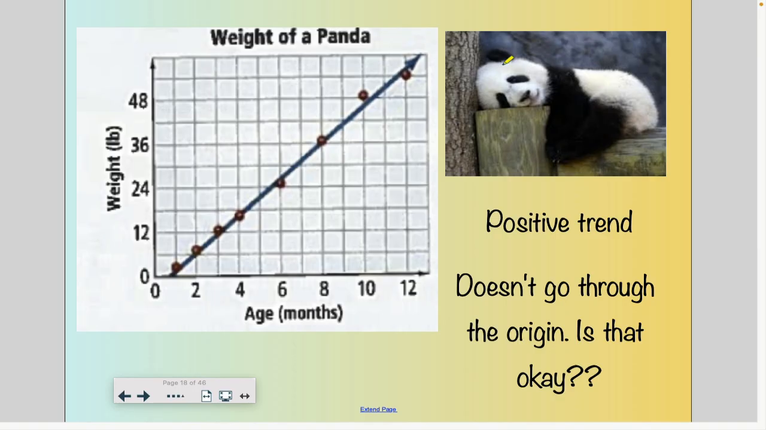You tell me, how's the line that they drew? Pretty good? Yeah. I hope so, it's the book. It better be good, okay? What about their y-intercept?